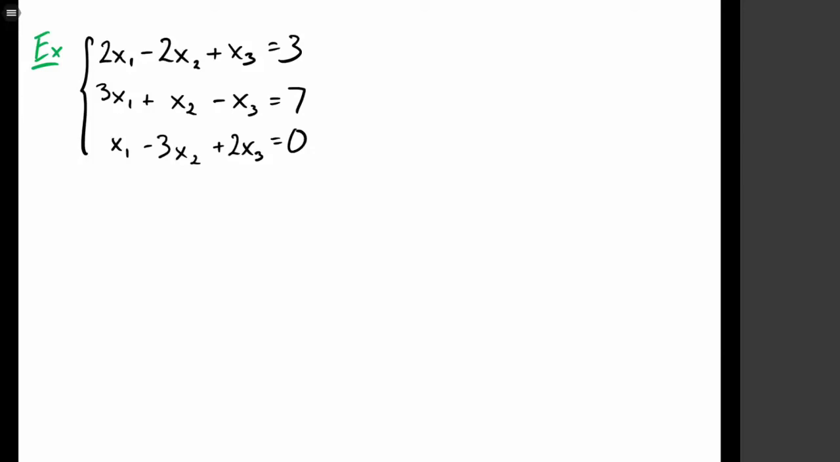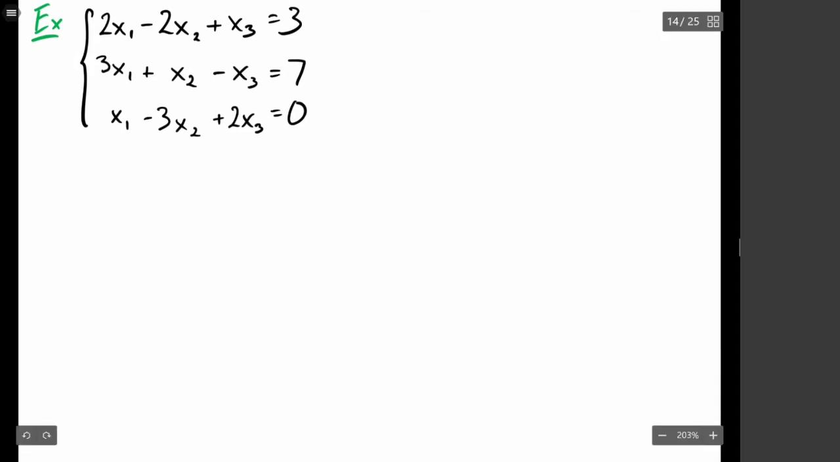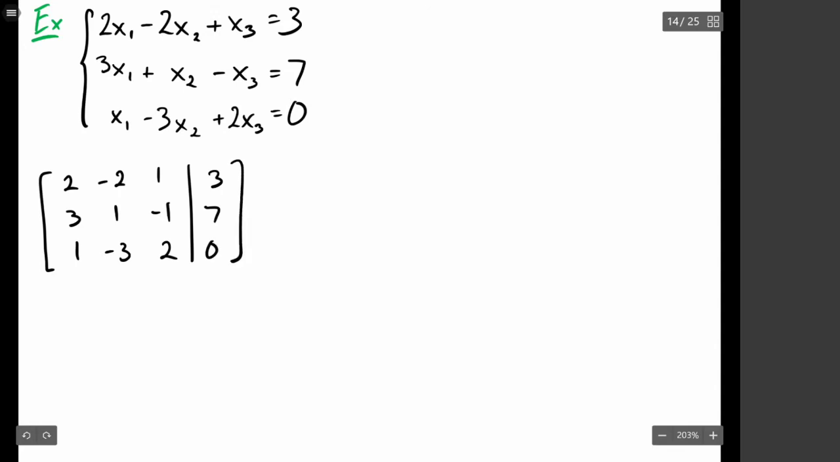All right, I want to go through an example where we work out completely a reduced row echelon form matrix. So here we have a system of equations that we want to solve. So let's begin by turning it into an augmented matrix here. Okay, so here we go. There is a nice augmented matrix for this system.